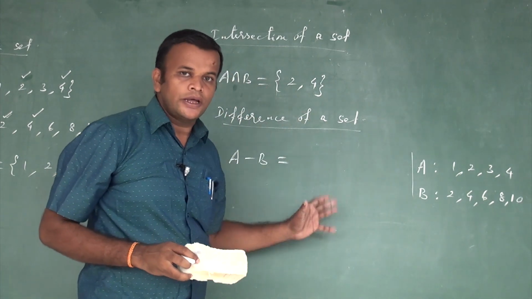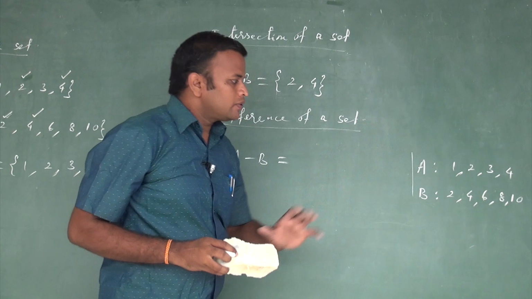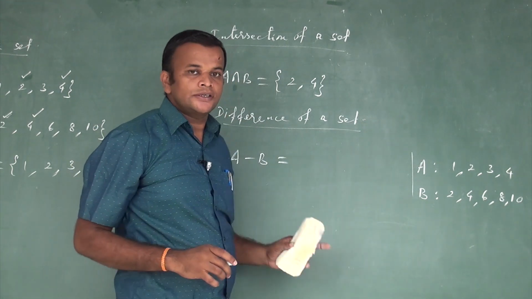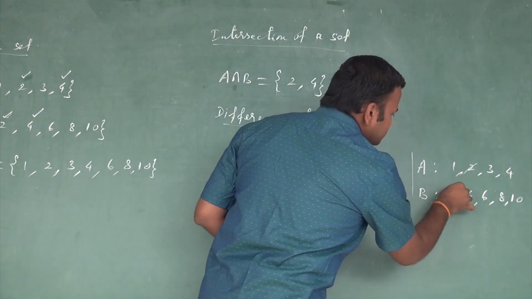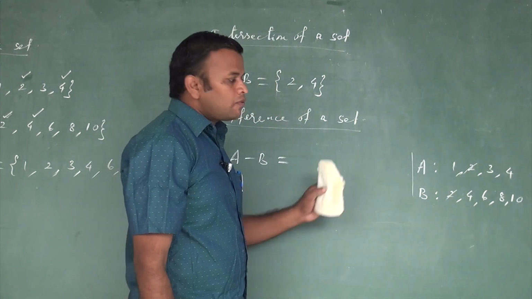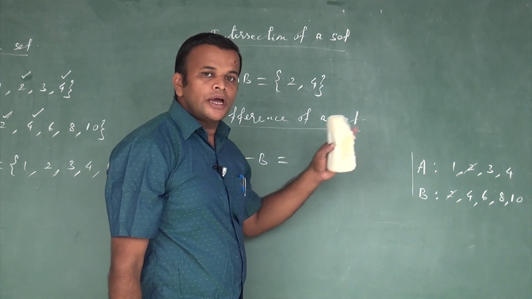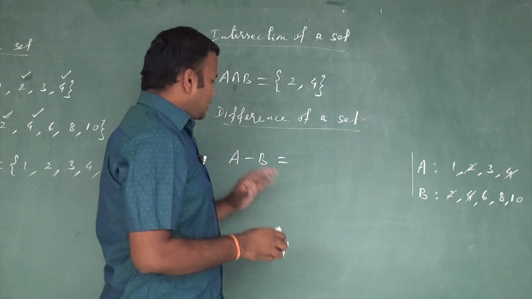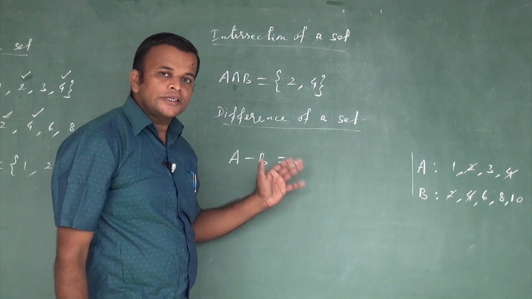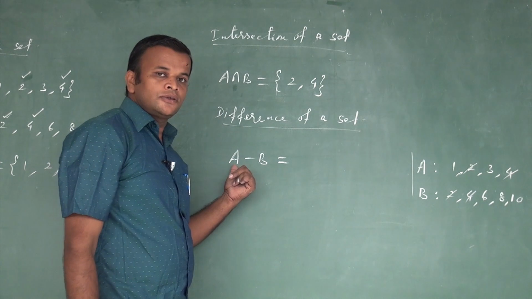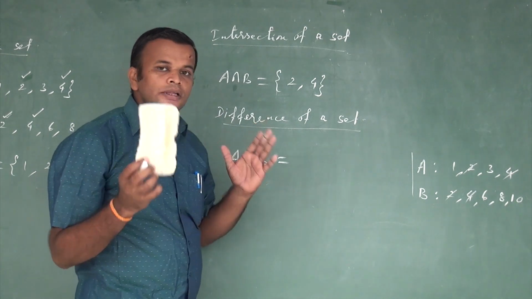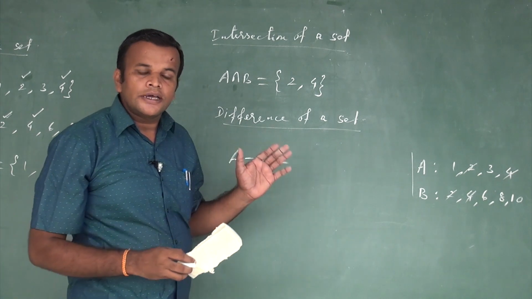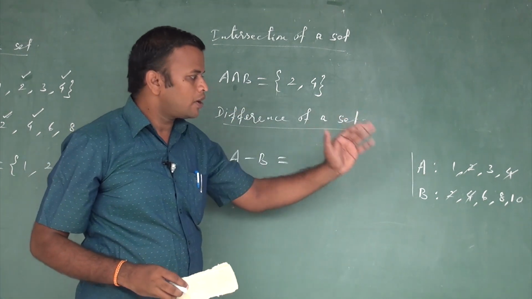When we find the difference, first we strike out the common elements. So what are the common elements in A and B? First of all, the number 2 is there. We strike it out. And what is the next number common in both A and B? The next number is 4. I strike it out. In A difference B, which set occurs first? It is A. So A difference B means all the elements should lie in A, but the element does not lie in B. So we strike out the common elements.